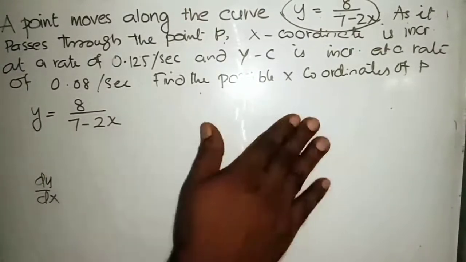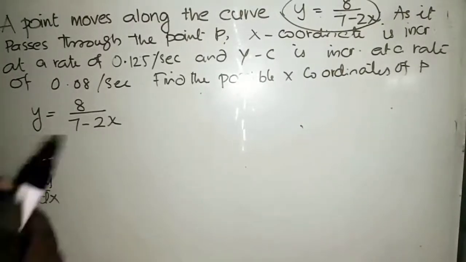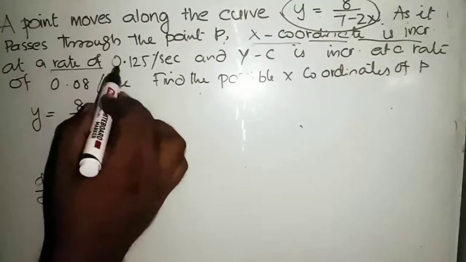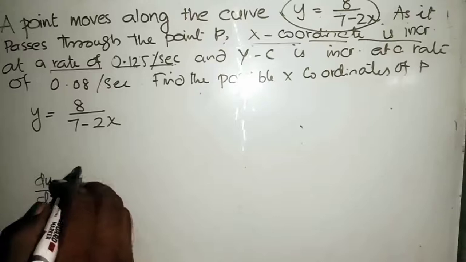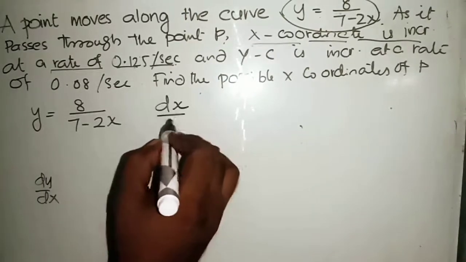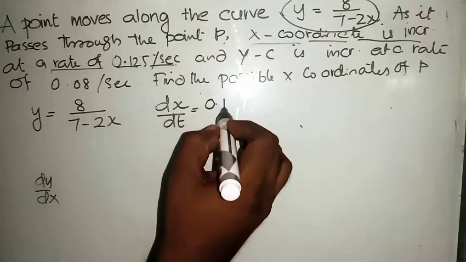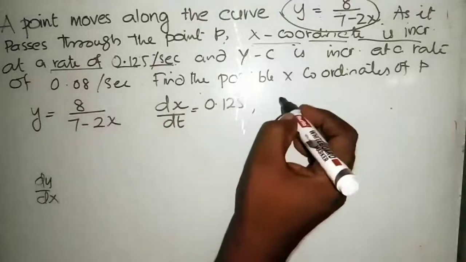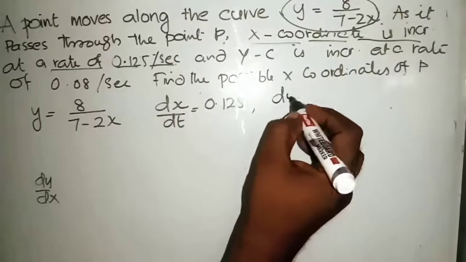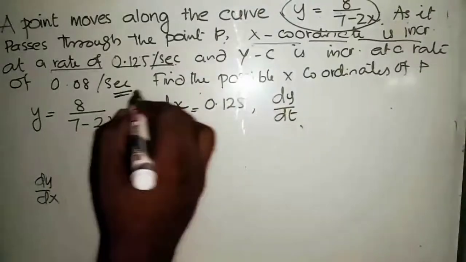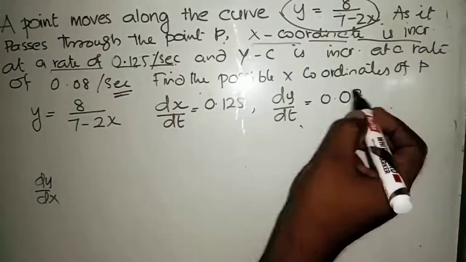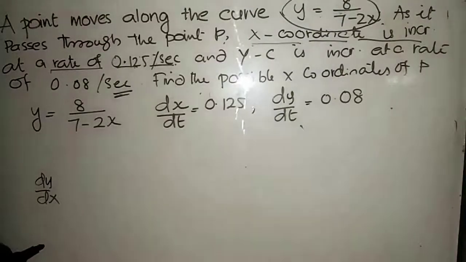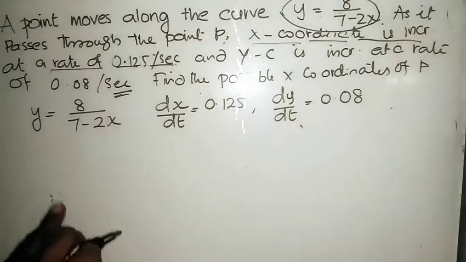So the first concept which is given is y is equal to 8 by 7 minus 2x. And the second one is the x coordinate is increasing at a rate of 0.125 per second. That means dx by dt is 0.125, and the y coordinate is increasing at a rate of 0.08 per second. That means dy by dt is 0.08. So once you know dy by dx, we can find out the possible value of x by using the chain rule. So let's find dy by dx.